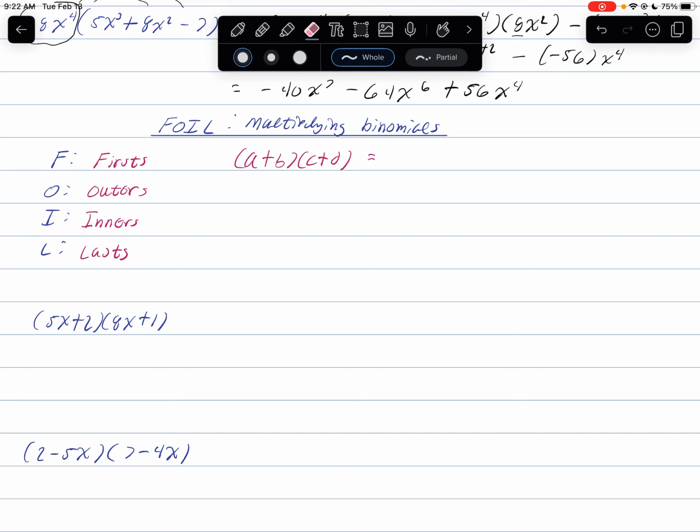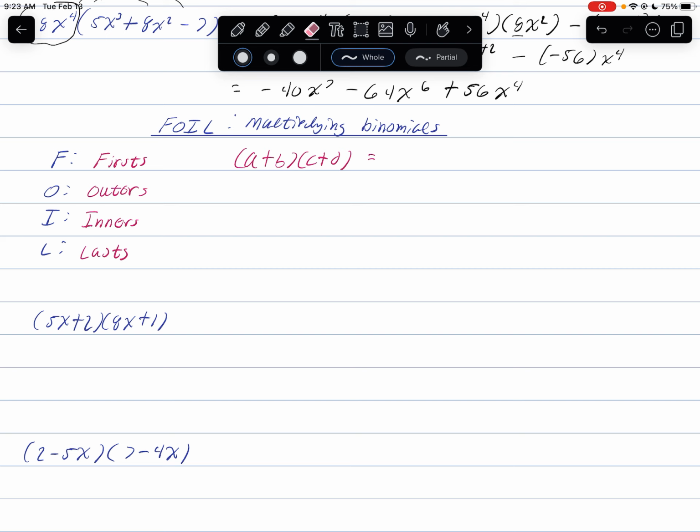Hi everyone, in this video we're going to be talking about multiplying binomials and using something called the FOIL technique. We have this nice little acronym here called FOIL, and this stands for firsts, outers, inners, and lasts. And this is just simply the order of multiplication that we're going to do when we have two binomials.